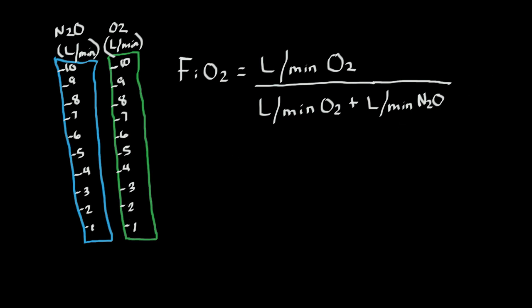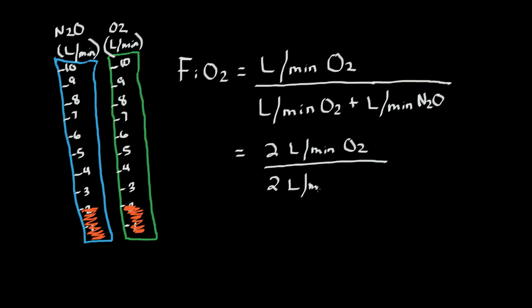So let's say we are using 2 liters per minute of oxygen and 2 liters per minute of nitrous. So let's plug in our numbers. FiO2 equals 2 liters per minute of oxygen divided by 2 liters per minute of oxygen plus 2 liters per minute of nitrous oxide.